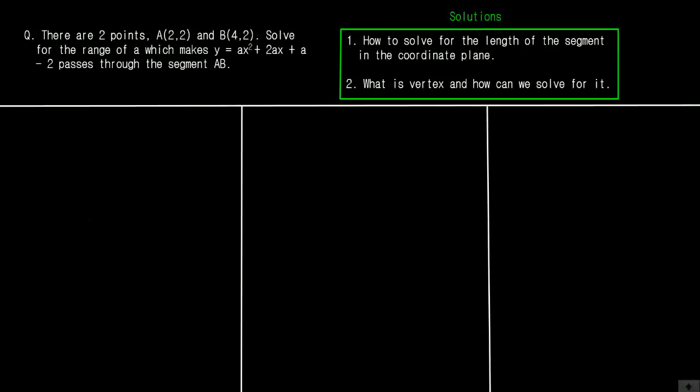There are 2 points A and B. A is (2, 2) and B is (4, 2). Solve for the range of a which makes y equal to ax squared plus 2ax plus 8 minus 2 pass through the segment AB.